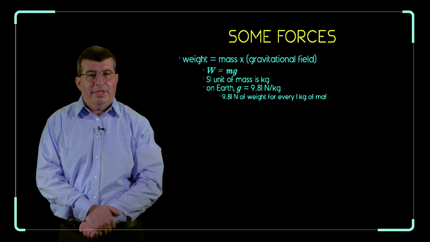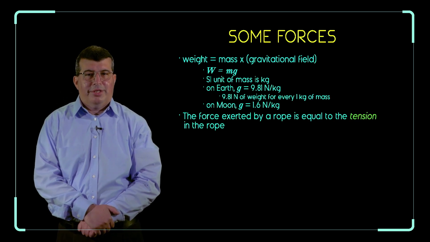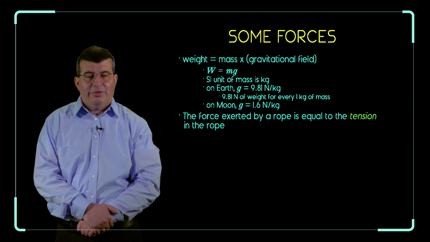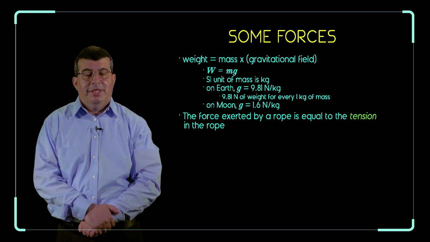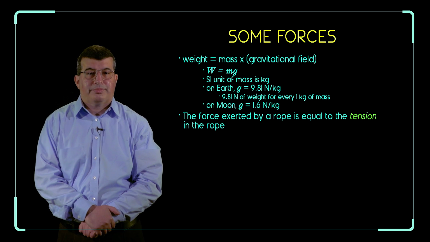Okay, the next force that I would like to talk about is the force that a rope exerts on an object. If you pull on an object with a rope, then the direction of that force is going to be in the direction of the rope, and the amount of the force is equal to what we call the tension in the rope. So the tension in the rope tells you the amount of force that the rope exerts, and the direction of the force on the object is in the direction of the rope.